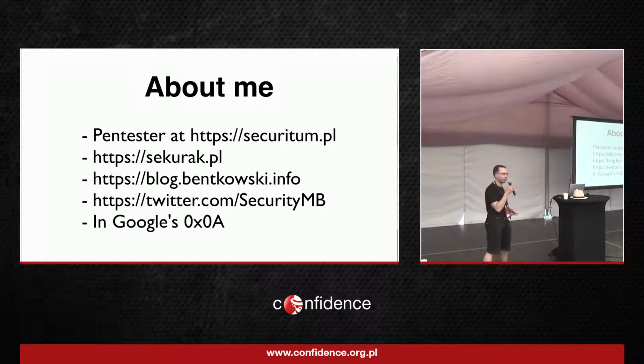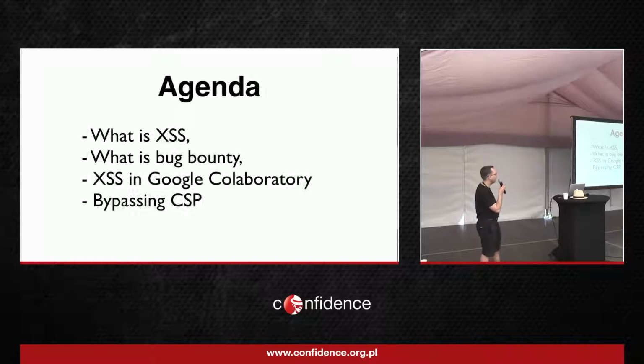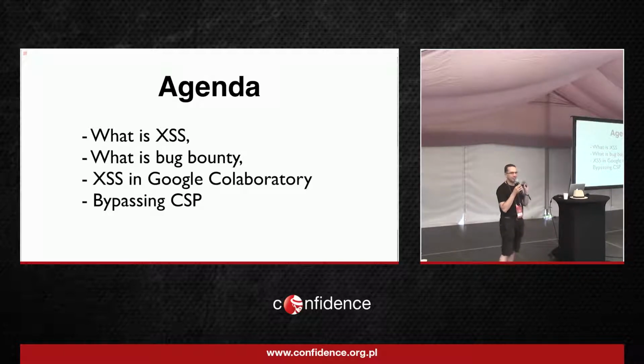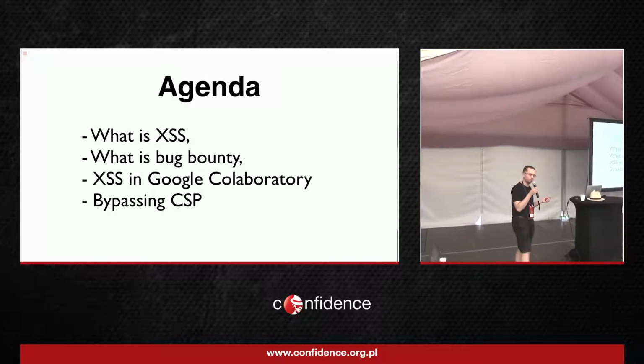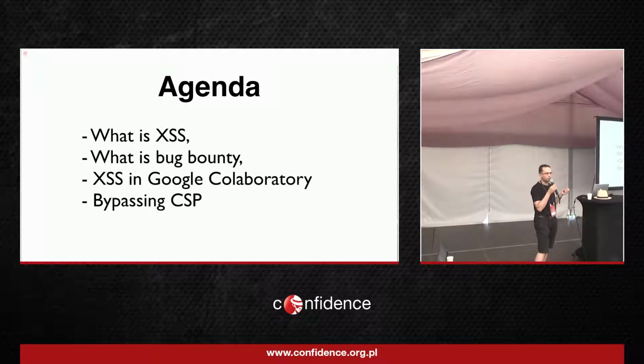So what are we going to talk about? I will start with the basics because the presentation is about an XSS found in a bug bounty. So I will just say a few words about what XSS is and what a bug bounty is. Then I will show you an exact case study of an XSS bug I found in Google Colaboratory. So you will see what I tried, how I failed in the beginning, and what I was able to do to exploit the XSS at last. And at the end, I will show you how I was required to bypass content security policy for that XSS to execute.